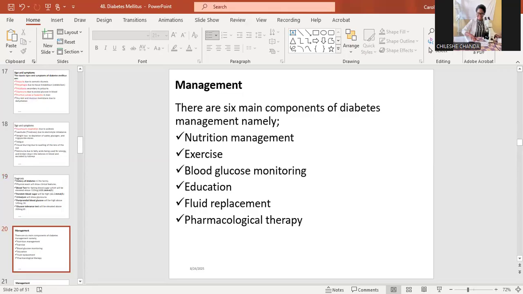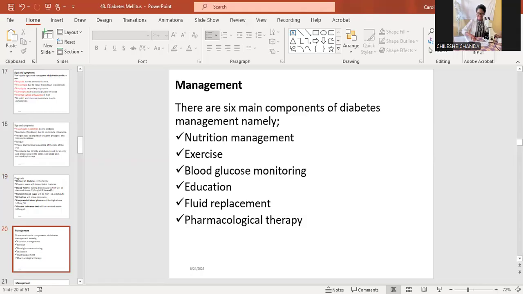Now, how do you manage diabetes mellitus? There are several ways of managing diabetes mellitus according to what type the diabetes mellitus is. So we're going to incorporate the following: the nutrition management for both types.